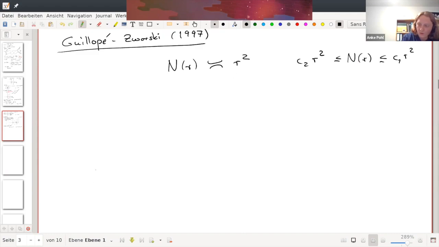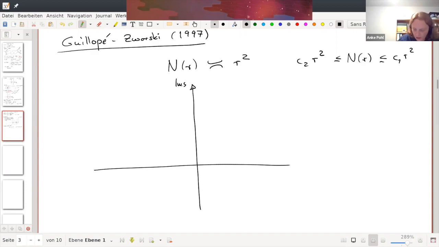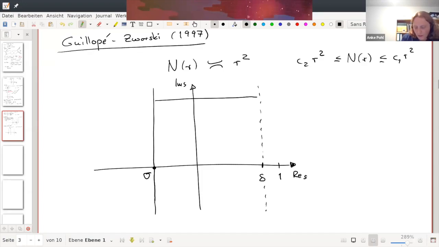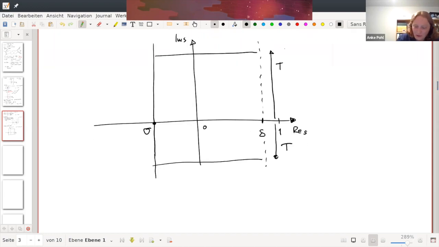So what we now want to do is something like this. We have our imaginary axis, we have our real axis, we have our starting resonance somewhere here. We have here our line. We stop counting here at some sigma. And instead of counting in balls, we count in boxes. Well, this should be symmetric to the axis. Something is wrong with my paper here. So this is a T, and this here is also a T. Okay, so what we want to do is count here.